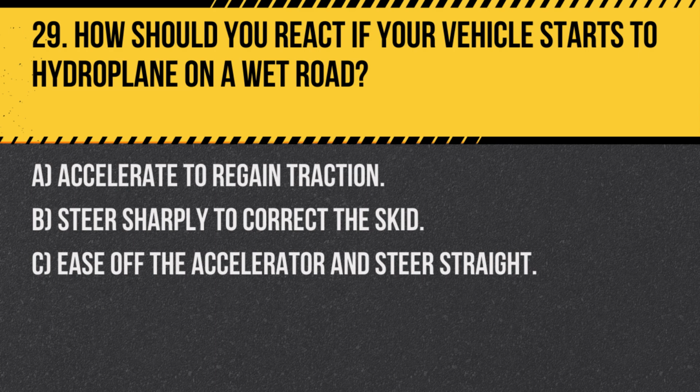Question 29. How should you react if your vehicle starts to hydroplane on a wet road? A. Accelerate to regain traction. B. Steer sharply to correct the skid. C. Ease off the accelerator and steer straight. Answer. C. Ease off the accelerator and steer straight. This helps regain control by reducing speed gradually without abrupt changes in direction.